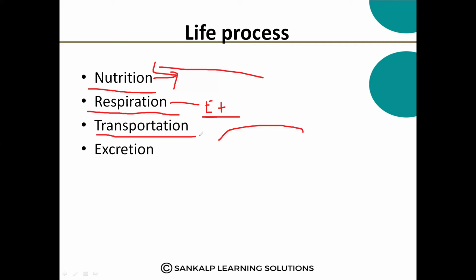Similarly, in the human body, the nutrients which are absorbed by the digestion process, and oxygen and carbon dioxide, should be transported from one place to another place in our body, right? So that is called transportation. How it takes place and which organs are involved in it, we are going to study in the next part.